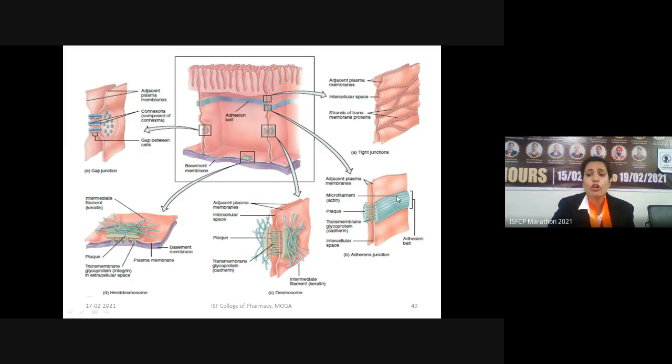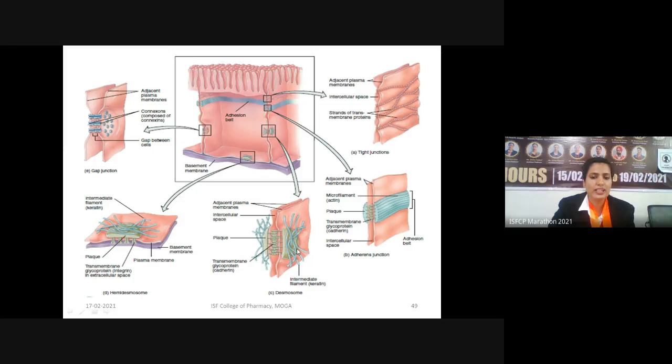On the surface of these adhesion belts, the microfilaments that are composed of actin are present. And here the transmembrane proteins are the glycoproteins known as cadherin. These cadherin molecules are similar in case of the third type of junction, known as the desmosomes. Okay. So the plaque is present in three types of junction, in the second type, third type, as well as in the fourth type, but they only differ in the transmembrane proteins.